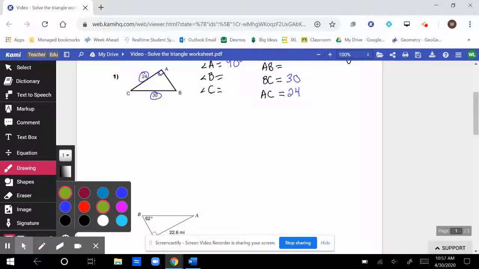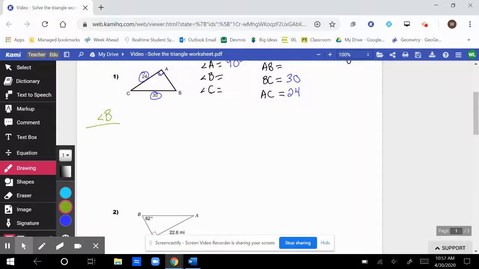Okay, so actually, I'm going to do light blue. So we have, no, I changed my mind. I am doing green. Okay, angle B, first thing. And this should be the most fresh in your mind because you just did this your last class.